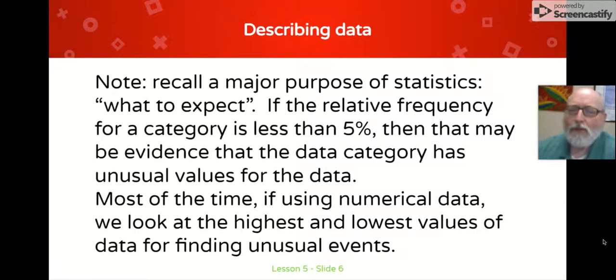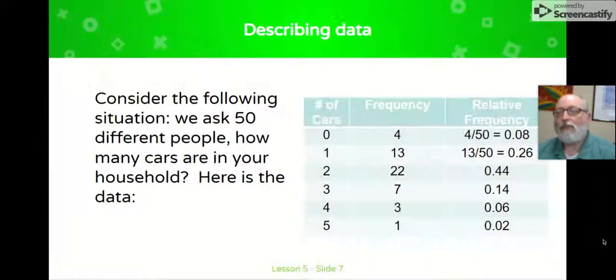Note, recall a major purpose of statistics, what to expect. If the relative frequency for a category is less than 5%, then that may be evidence that that data category has unusual values for the data. Most of the time, if using numerical data, we look at the highest and the lowest values of the data for finding unusual events. Consider the following situation.